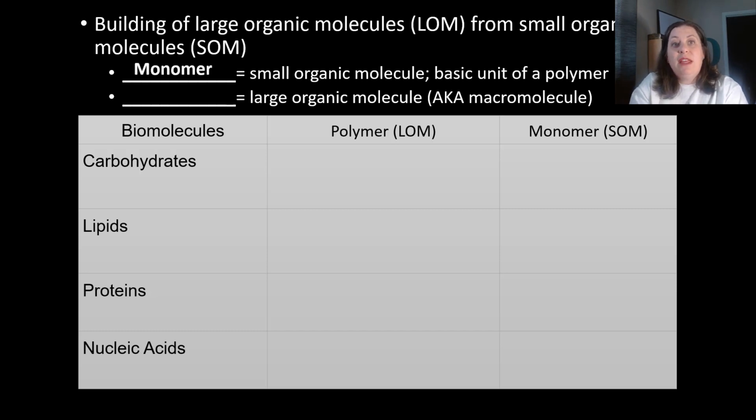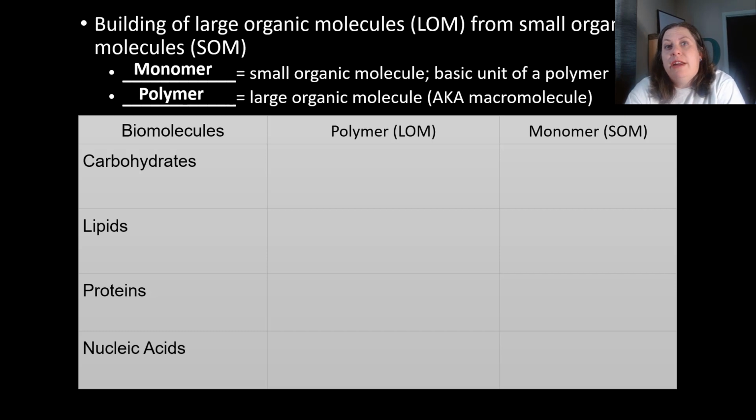Okay, and so when we look at this, the monomer is the small side. Mono means one and mer means part. And so this is going to be the building block. This is going to be what we want to put together in order to make the large molecule that we call a polymer. Poly means many, mer means part. And so these are the large molecules that we also call macromolecules.